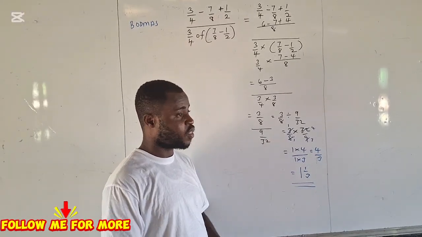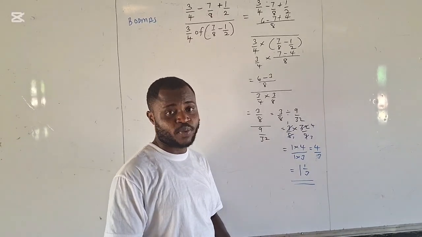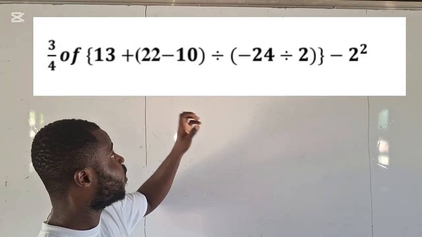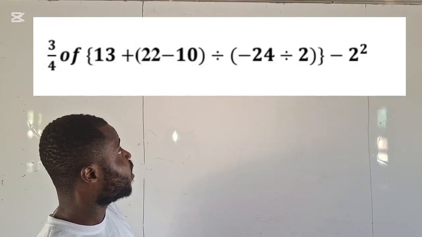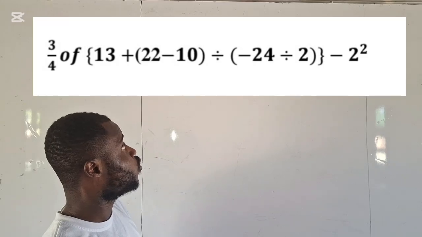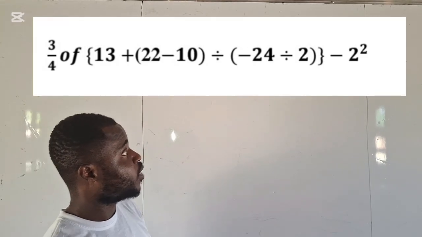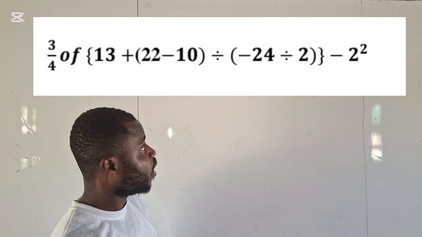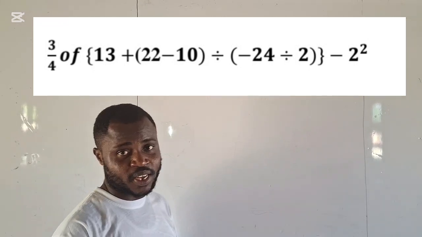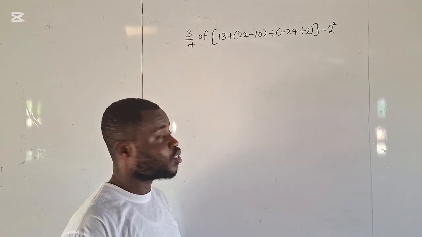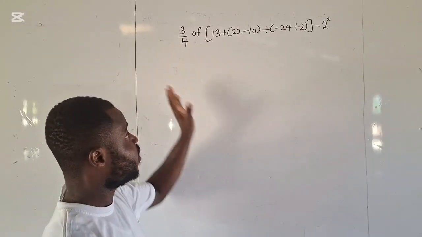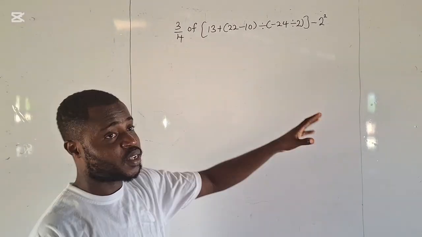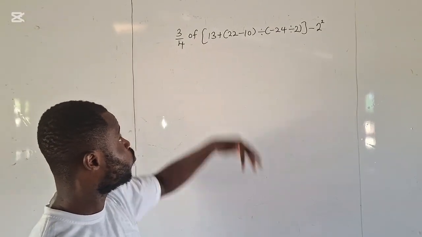Now let's take another question and see whether we use Bodmas or Pedmas to solve. Now question 2 says that 3 on 4 of bracket will be 13 plus bracket will be 22 minus 10 divided by bracket will be negative 24 divided by 2 bracket close, bracket close, minus 2 exponent 2. This looks very tedious or complex, but I've told you this channel will make it easy.